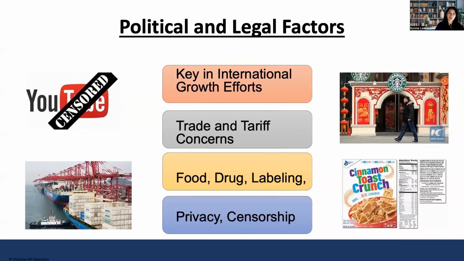And the last thing, the political and legal factors. If you're going to grow internationally, you have got to know what's going on with their governments, what's allowed, and how you can be successful there. Tariff concerns are always at an all-time high. And we talk a lot about trade and tariffs, and how they are going to work. Another thing is food and drug labeling. The FDA seems to update and change things very frequently.